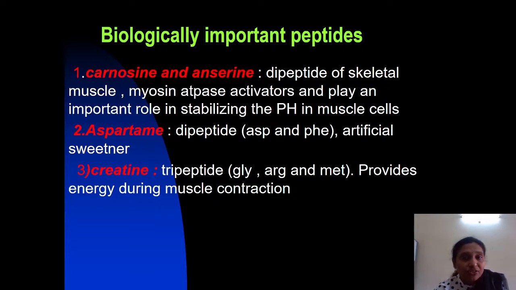What is this creatine phosphate? First, creatine is formed from 3 amino acids, glycine, arginine and methionine. The creatine so formed is phosphorylated in the skeletal muscle to creatine phosphate. Creatine phosphate is the reserve energy for muscle contraction. Whenever the muscle needs energy during contraction, it is provided by the hydrolysis, the breakdown, of creatine phosphate. That is the importance of creatine, one of the biologically important peptides.